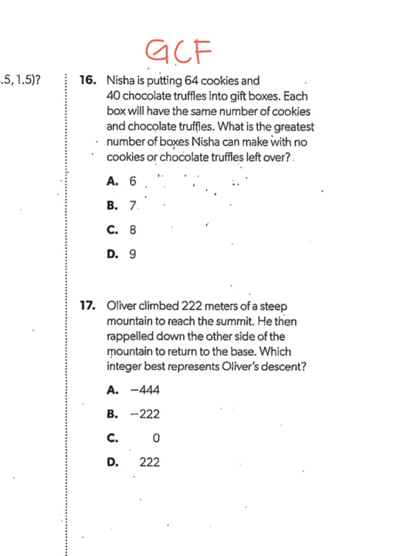Alright, number 17. Oliver climbed 222 meters of steep mountain, right? So he's climbing up, and he went up 222 meters of a steep mountain to reach the summit, which is the top, right? Boom, he's at the very top. He then rappelled down, so he's going down the other side of the mountain to return to the base. So which integer best represents, and integer just means number, best represents Oliver's descent? So what would this be called? Him going down. Which one of these shows that? That is number 17. Good luck.